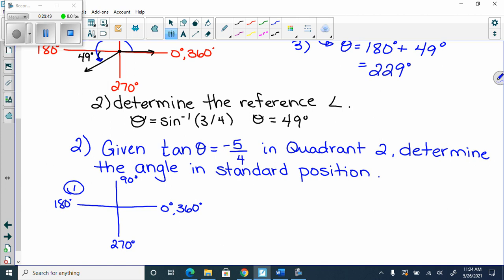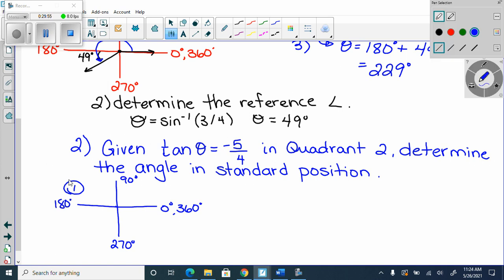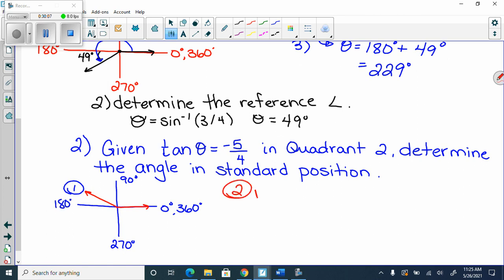Now I need quadrant 2. That might not be very accurate. Okay. And step 2 is to get the reference angle. Theta equals tan inverse of 5 over 4. I always put the positive in.